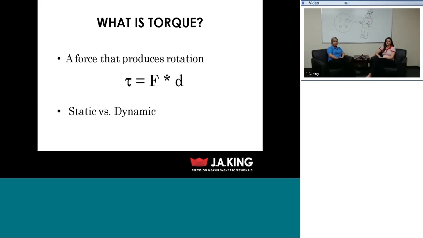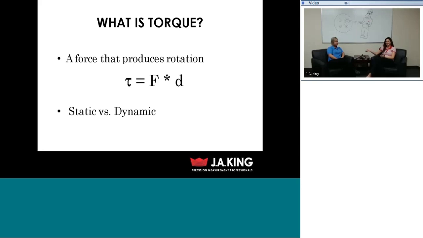Torque is a force that produces rotation. It's determined by the magnitude, direction, and the location of the applied force. In manufacturing and assembly, precise torque control helps ensure that you're producing safe, reliable, and high-quality products. Today, you may also hear us discuss static and dynamic torque. Static torque refers to torque measured after the tightening process has been completed. Typically, this is done with a torque wrench.